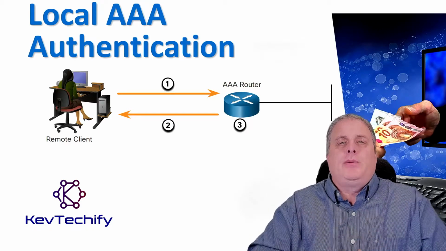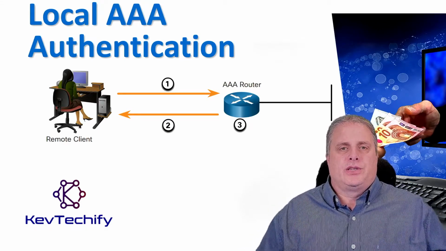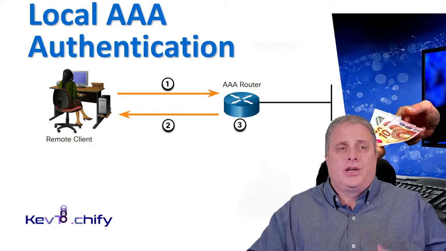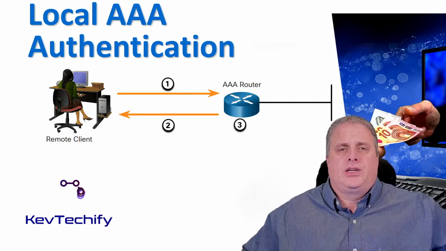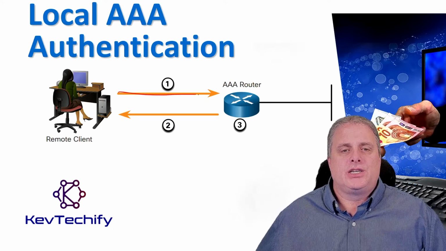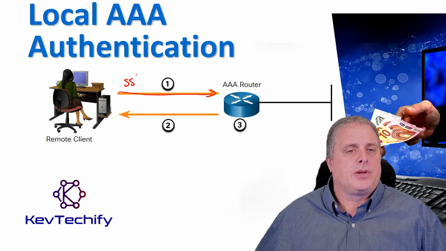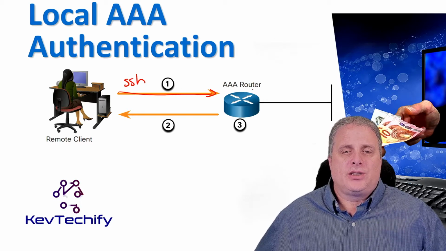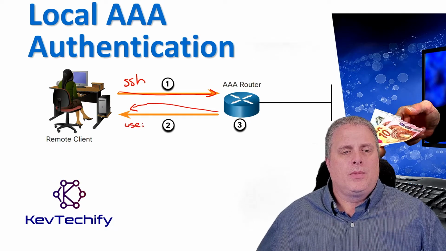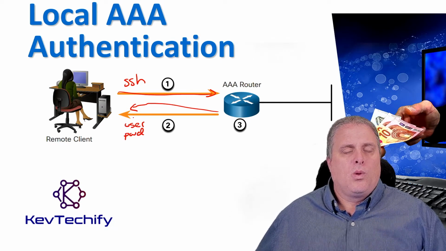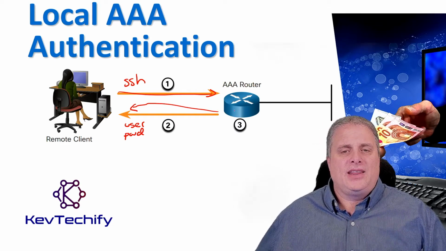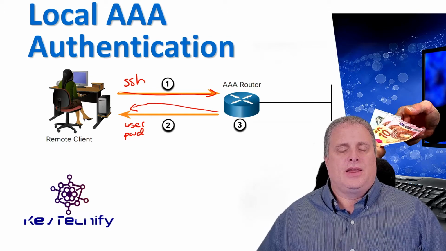Cisco provides two common methods for implementing AAA services. One is local AAA authentication, and the other is server-based AAA authentication. Here we have local AAA authentication. What happens here is the client establishes a connection to our AAA device, typically something like SSH. Now, our AAA device, our AAA router here, is going to ask the user for a username and then the password. Once the user sends the username and password, it will then authenticate that user for the different resources on the network.